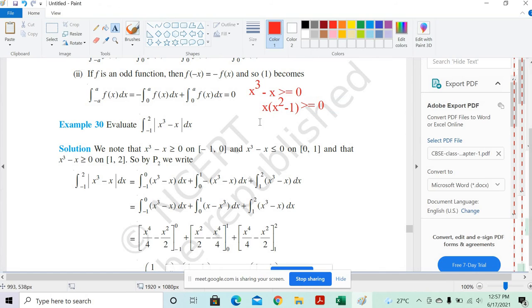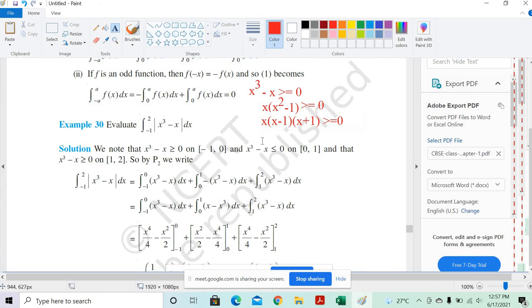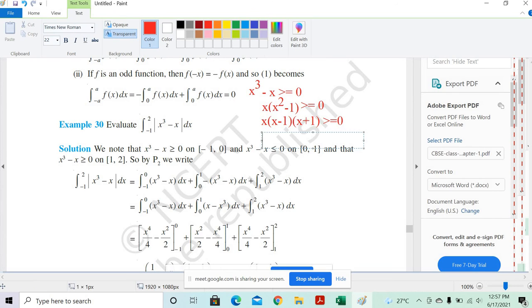greater than or equal to 0, correct? Yes, sir. Now you get three terms, Vijay. Look at this part. x into x minus 1 into x plus 1 greater than or equal to 0, correct? Now you have three things. What are the limit values you have? x is 0, x is 1, x is minus 1, correct?